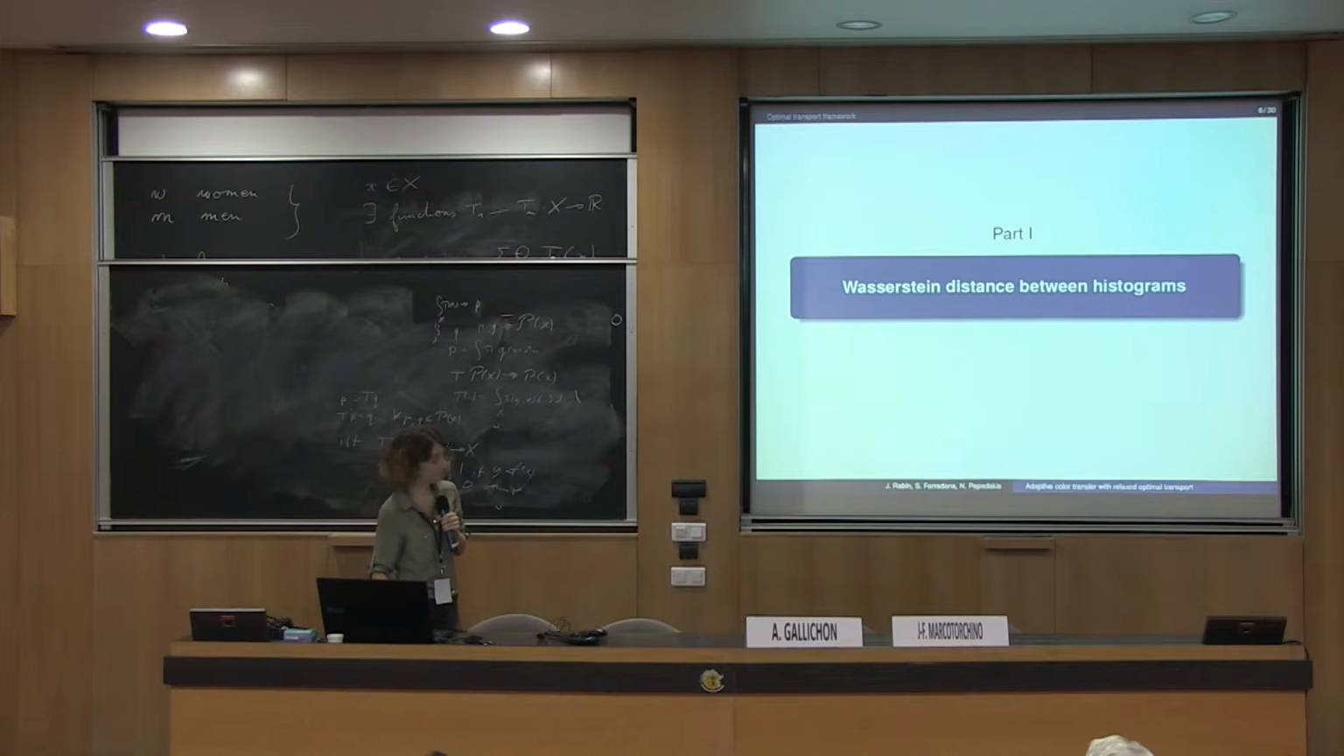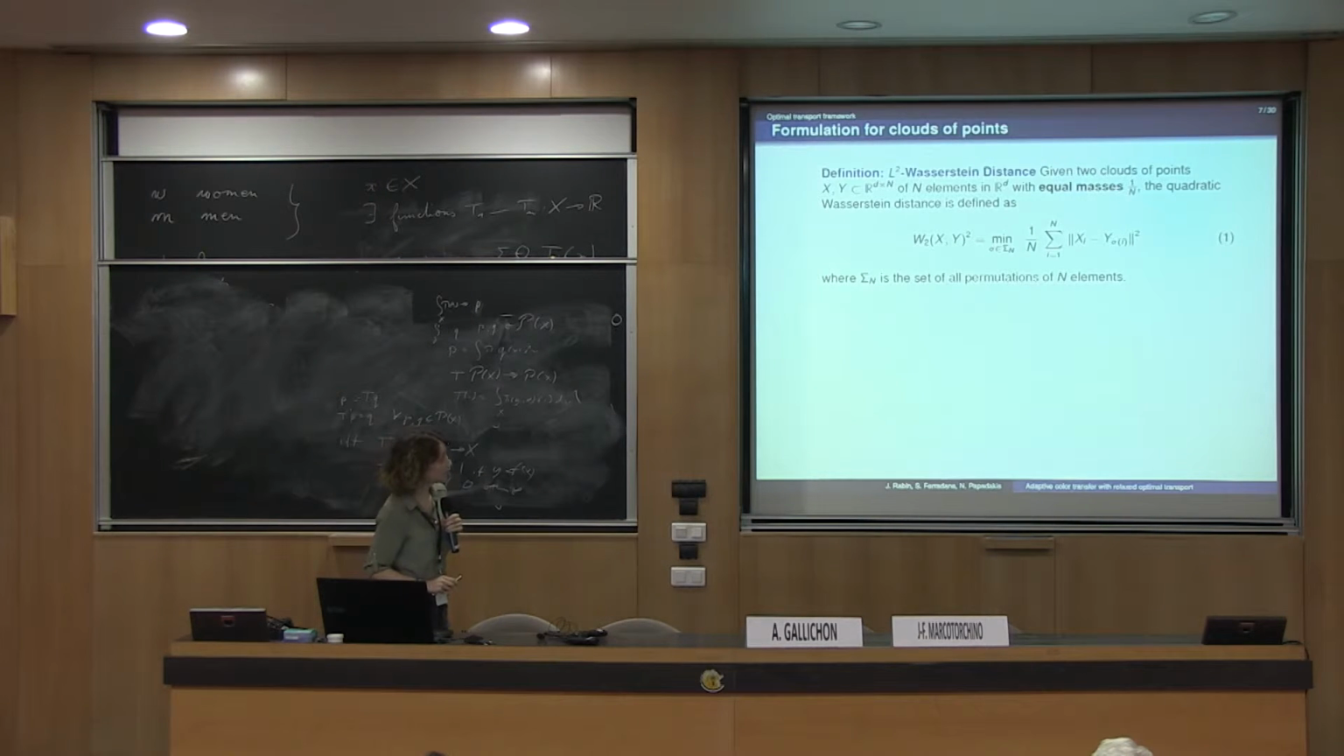In our case, we have two distributions, or two sets of points x and y, each point in dimension d, and we have n elements. We assume that in our discrete distribution every point has equal mass, 1 over n. Then the Wasserstein distance is this distance here. For every element in the first data set, we want to find the best matching element in the data set y, and that gives us the overall cost.